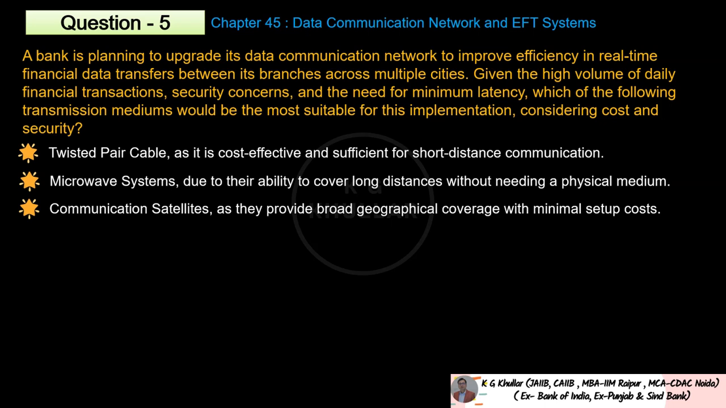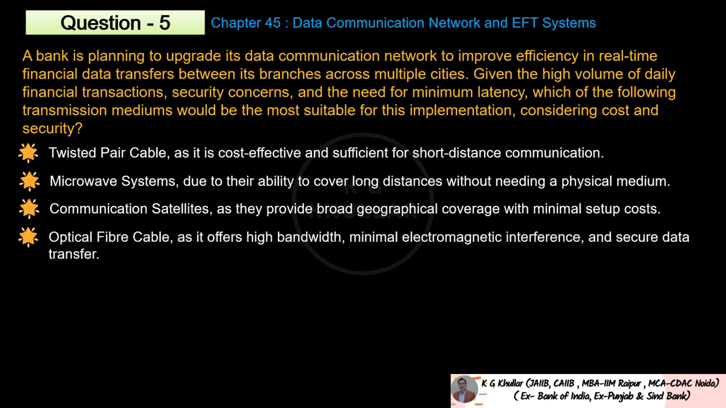Then third option C is communication satellites, as they provide geographical coverage with minimal setup cost. And last option D is optical fiber cable, as it offers high bandwidth, minimal electromagnetic interference and secure data transfer.